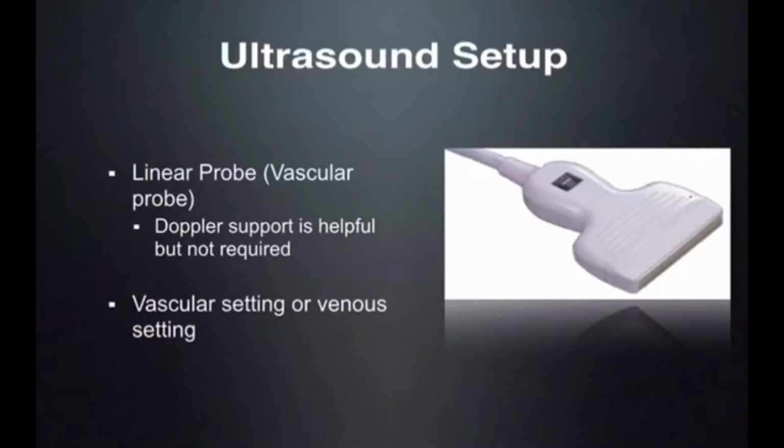Now, looking at the setup, we're going to be using the linear probe. This is a vascular probe. It's the rectangular, long-shaped probe. And we're going to be using the vascular setting or venous setting.